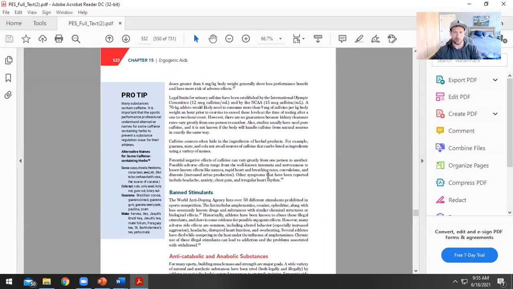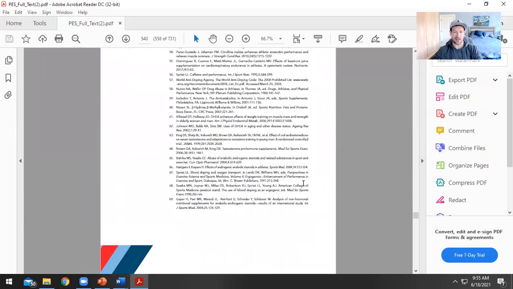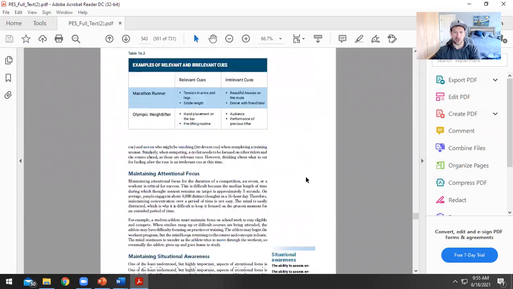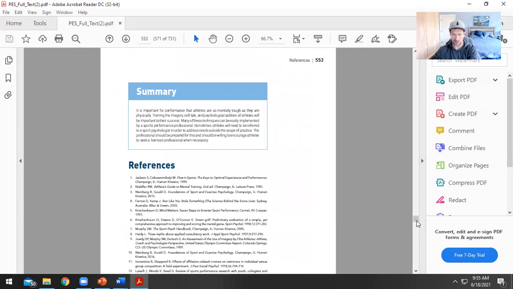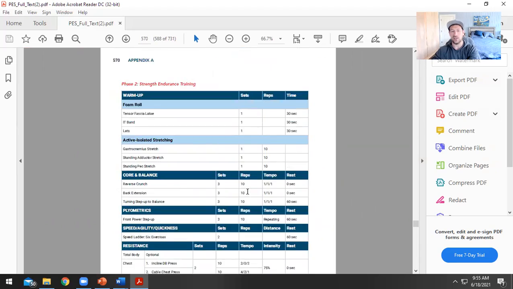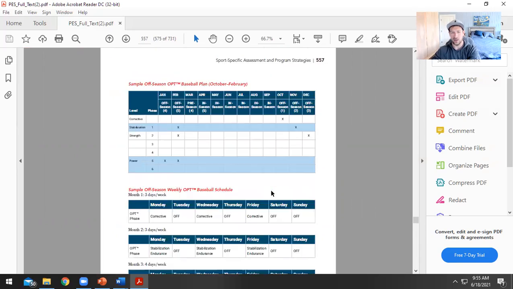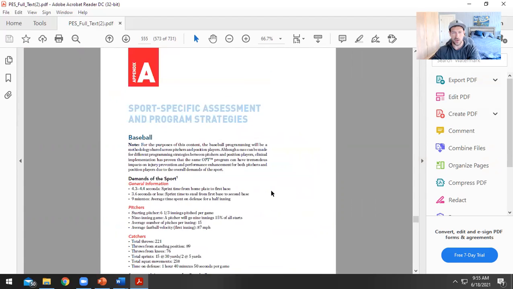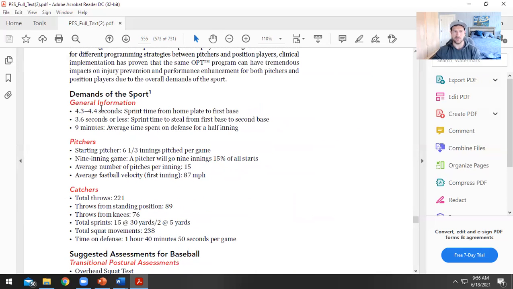If you scroll to the back of your book, at the very end, you'll see all of these example programs. Is it the very end? Yeah. And I have them for some of the most common sports that are out there. So here is a program for a baseball athlete, right? So it's got a little bit of information on the demands of the sport.